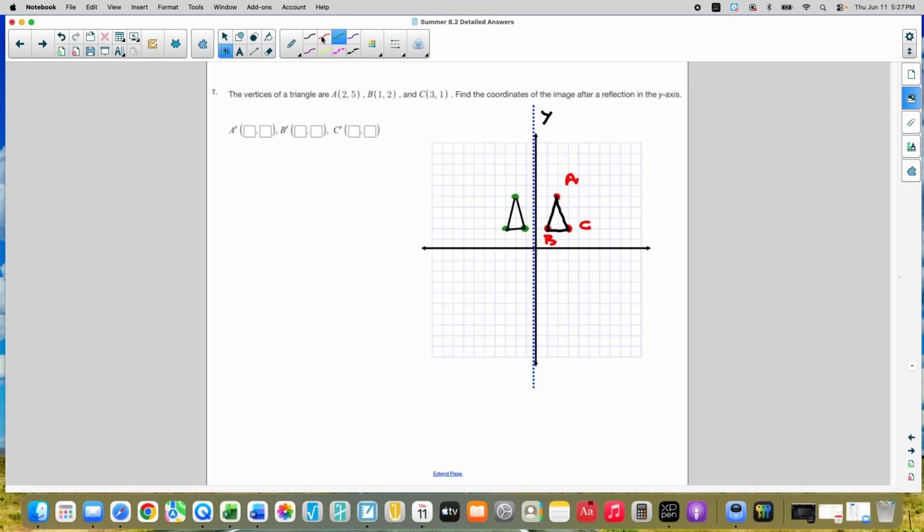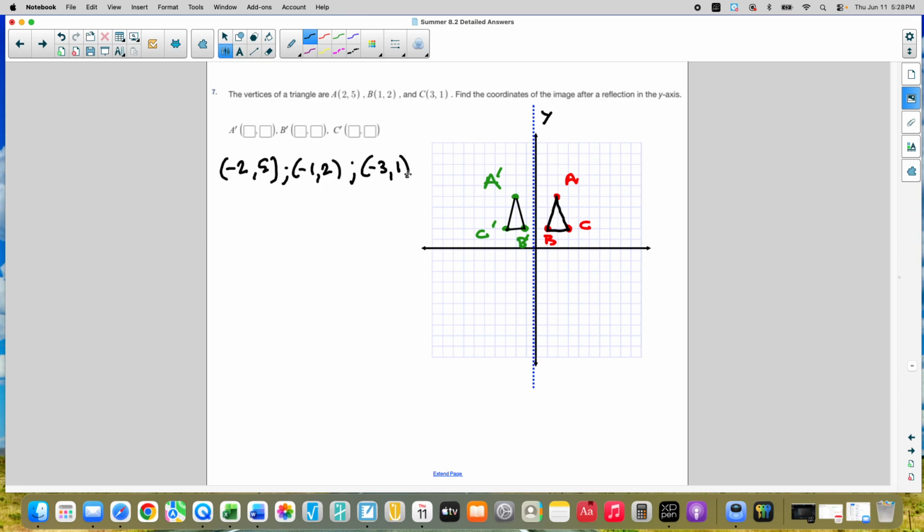And the points, we would name them now. This would be A prime. This would be B prime, closest to the axis, and C prime would be out there. Oh, good. Yeah, so they have A prime, B prime, C prime. So the coordinate of A prime is going to be (2, 5). The coordinate of B prime is going to be (1, 2). And the coordinate of C prime is going to be (3, 1).